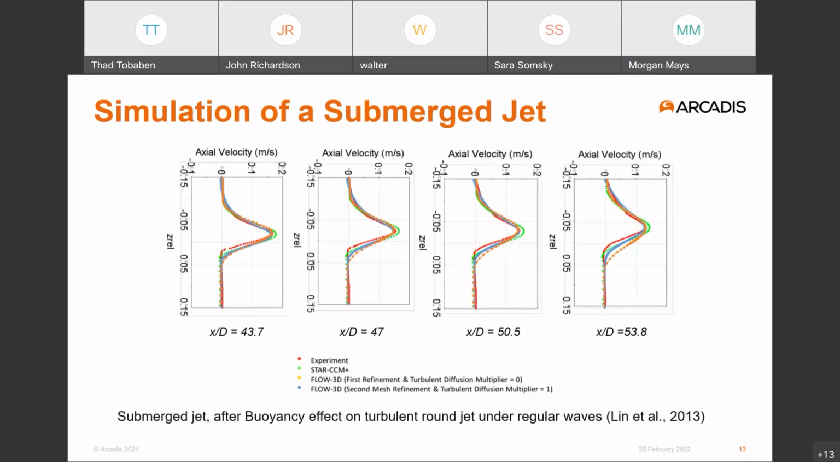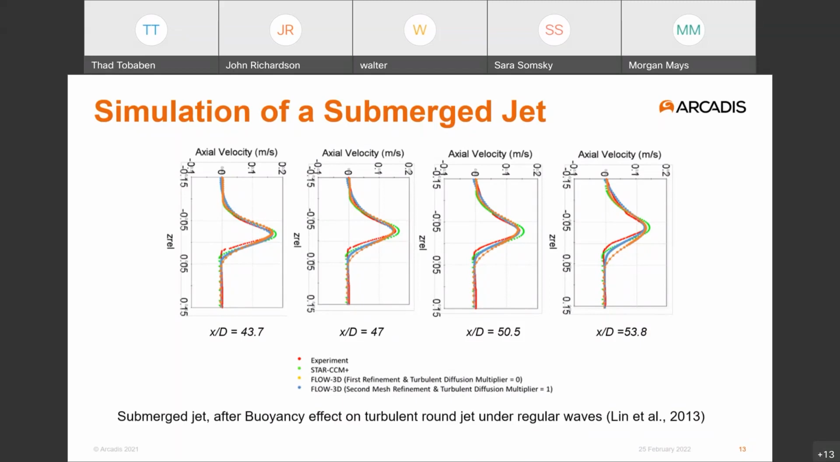So referring to this somewhat busy figure, what we see are the results of the experiment, and superimposed on top of them are the results of 3 CFD calculations. And so as we move from the left to the right, we're at increasing distances away from where the jet was issued, and with the red dots we have experimental data.